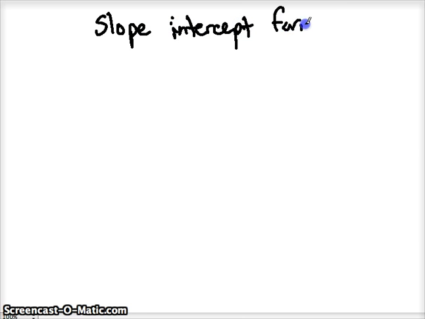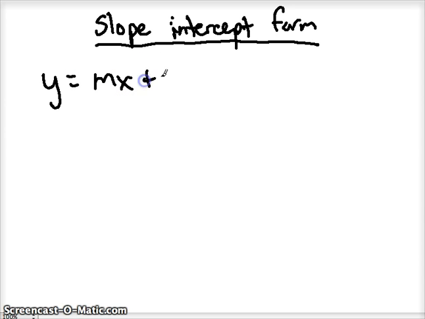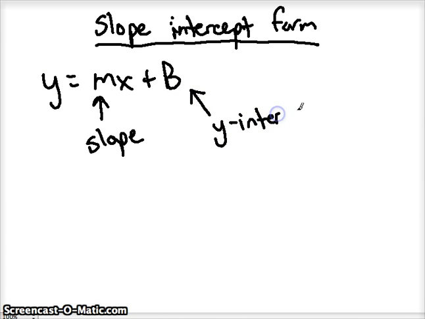Alright, the next thing we're going to talk about is slope-intercept form. Slope-intercept form looks like this: y equals mx plus b. Remember that m is our slope. The y and the x are just coordinates in our coordinate pair. And this b right here stands for the y-intercept, or where my line is going to cross, or intersect, the y-axis.